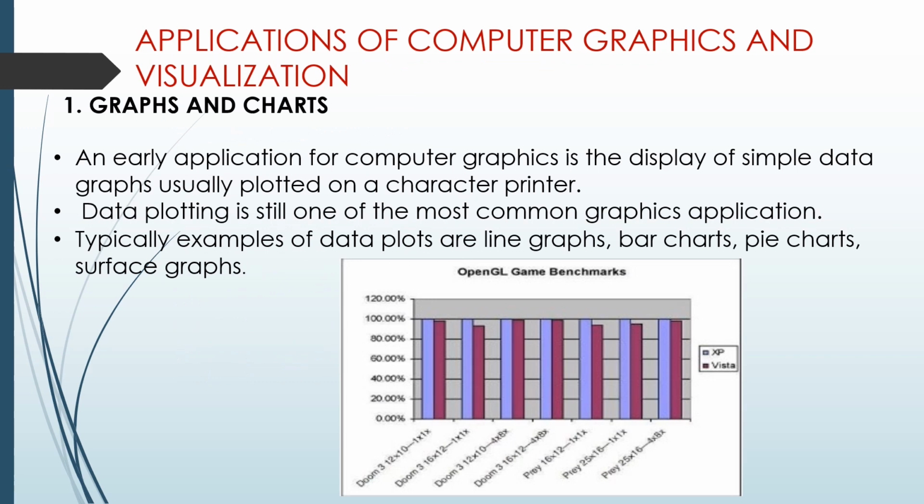Graphs and charts. Graphs and charts are commonly used to summarize functional, statistical, mathematical, engineering, and economic data for research reports, managerial summaries, and other types of publications. An early application of computer graphics is the display of simple data graphs, usually plotted on a character printer. Data plotting is still one of the most common graphic applications. Typical examples of data plots are line graphs, bar charts, pie charts, surface graphs, contour plots, and other displays showing relationships between multiple parameters in 2-dimensional, 3-dimensional, or higher dimensional spaces.